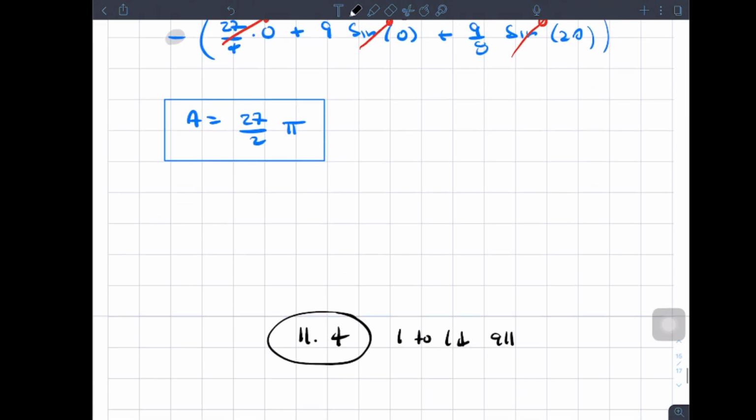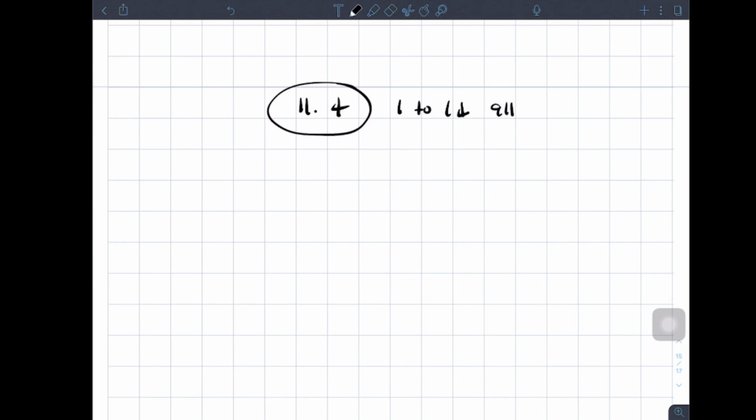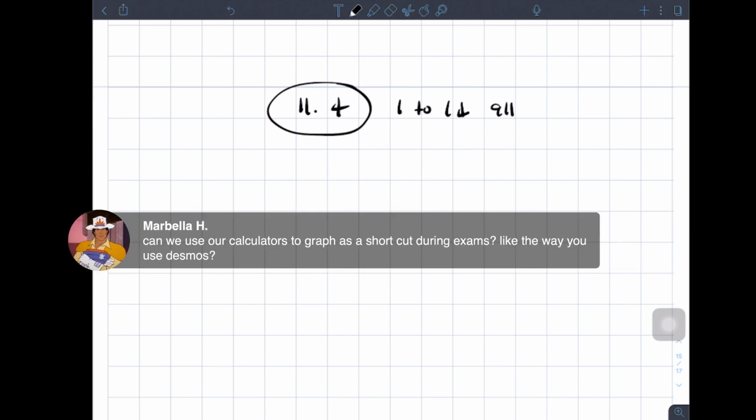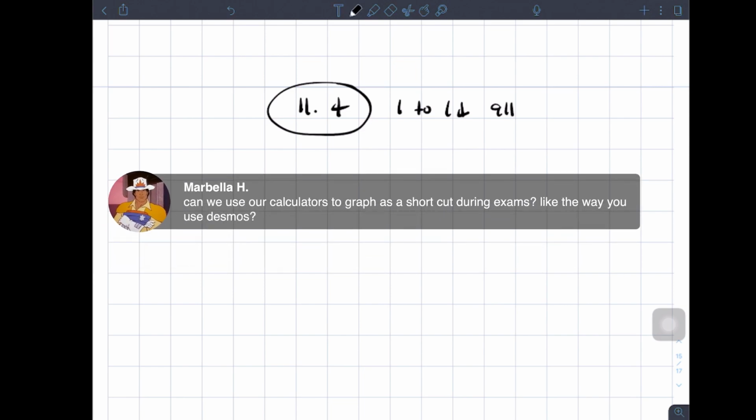I'm working on grading your tests. Here's the question: can we use our calculators to graph as a shortcut during exams? No, Marbella, it's a good question. Because calculators do the work, I will be giving you the curves. All the curves on your test and final, I put on the test sheet so you don't have to use a calculator to graph them. So on an exam, you're not using a graphing calculator. I'm using this to demonstrate the curve for the sake of time. On an exam, you get the curves, like in question 1: here's the curve, find the area it encloses. You have to do the algebra and the integration and use the right formula.